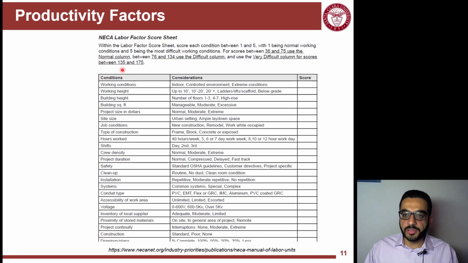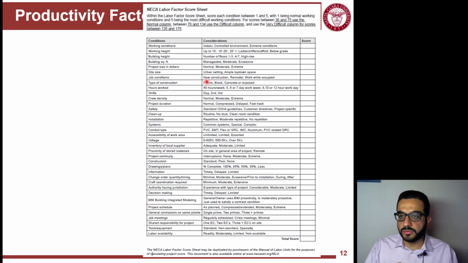So this is published by NECA, National Electrical Contractors Association. So it's basically a bunch of electrical contractors, and they have a list of what conditions, what factors affect productivity, and they score it. And then they add these scores, and they have another table that can say if you are between this range and this range, then you are in this difficult condition and you should reduce your productivity by this percentage. So different trades have different ways of considering the impact of different factors on productivity. This is kind of the full table of the NECA labor factor adjustment sheet.